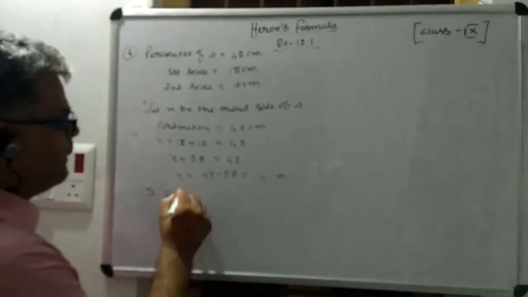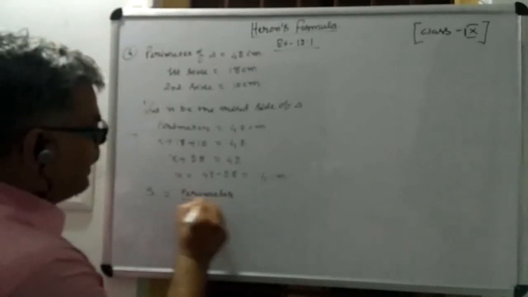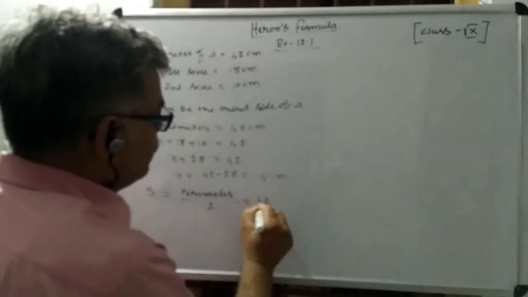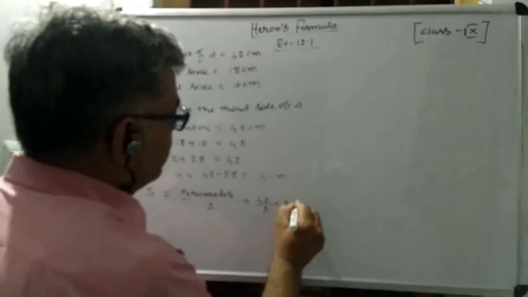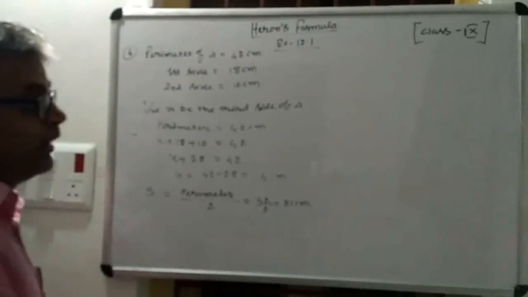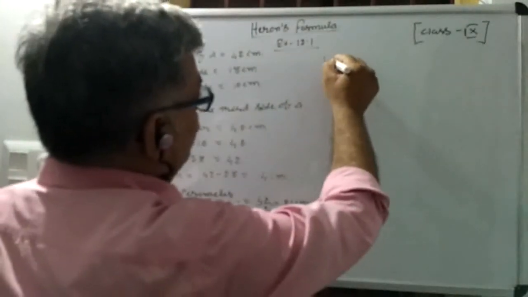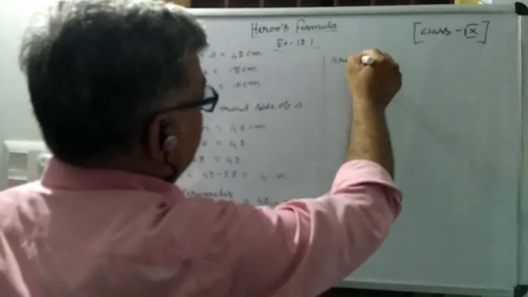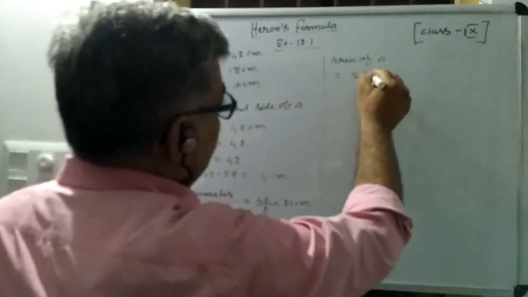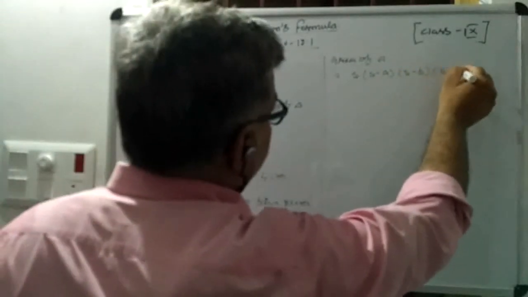So its semi-perimeter will be perimeter by 2. As we have the perimeter, that is 42 by 2, that is 21 centimeter. So this is your semi-perimeter. Now let's apply Heron's formula. So area of triangle equals square root of S into S minus A into S minus B into S minus C.